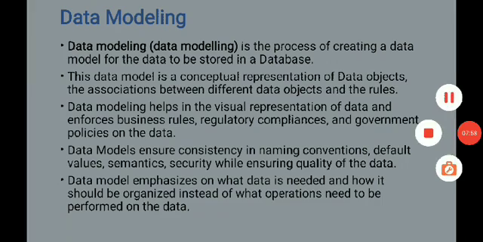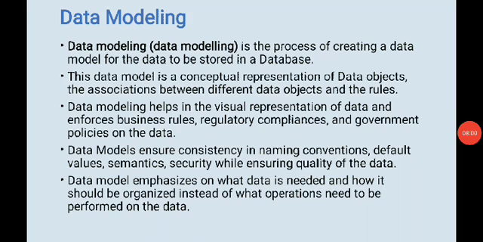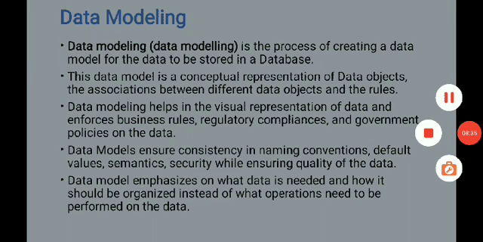So now we come to data modeling. Data modeling is the process of creating a data model, right? Data model for what? For the data to be stored in a database. And this data model is a conceptual representation of data objects, right? So how conceptually the data objects will be placed, what work they'll do, what associations they'll have between them, what their various types are, are there any rules over them, so they will all be taken into account.